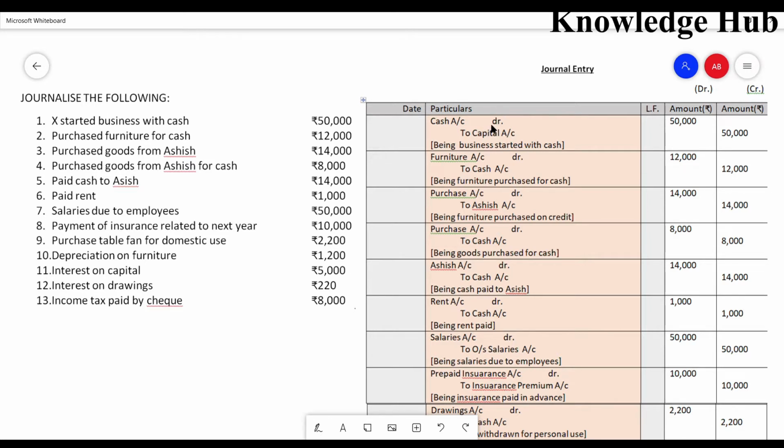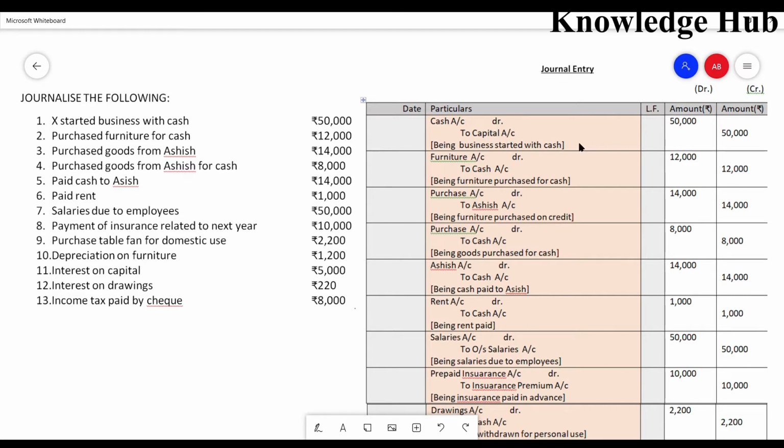And the capital account, which is being affected, is a personal account. And for a personal account, the rule is the giver is credited. So, here I have credited my capital account. For every credit, we write "To" in the beginning. So, my transaction is cash account debit to capital account for an amount of 50,000 and 50,000. The amount for debit and credit is always equal.